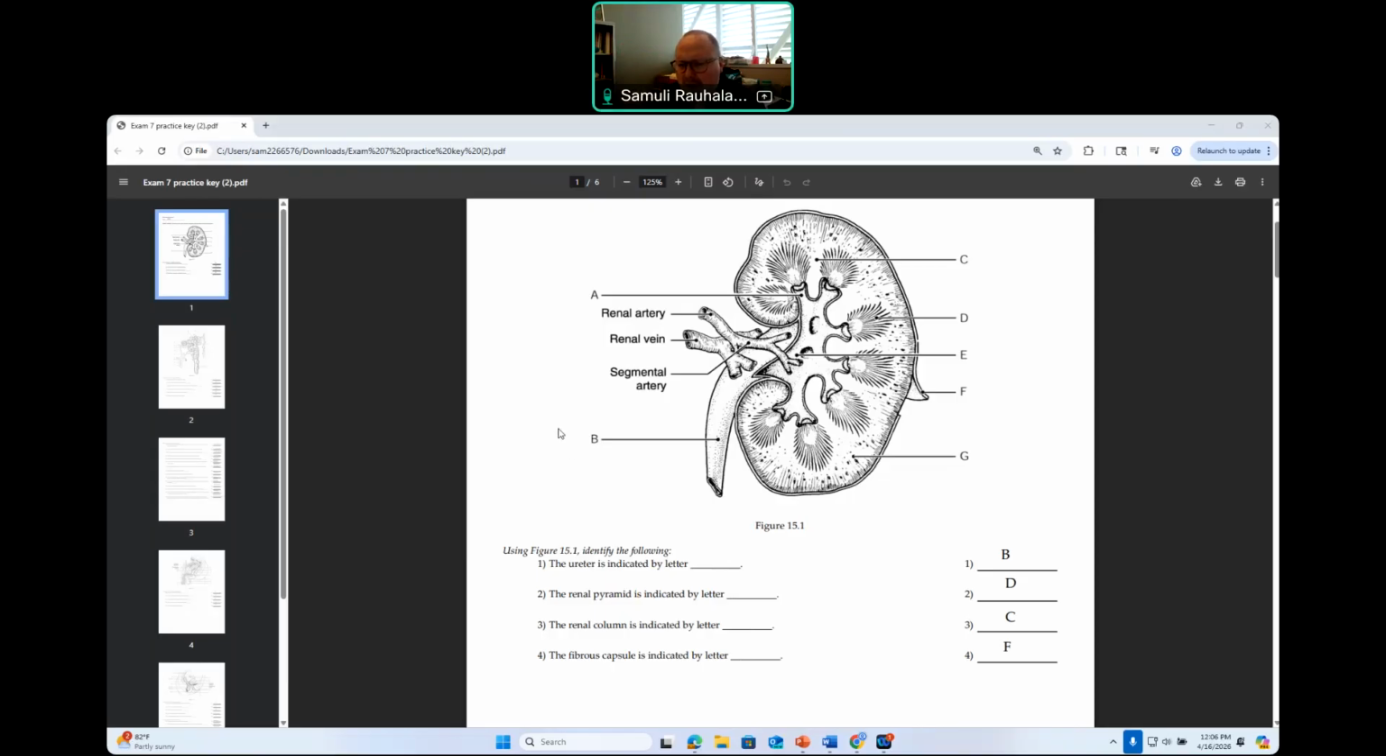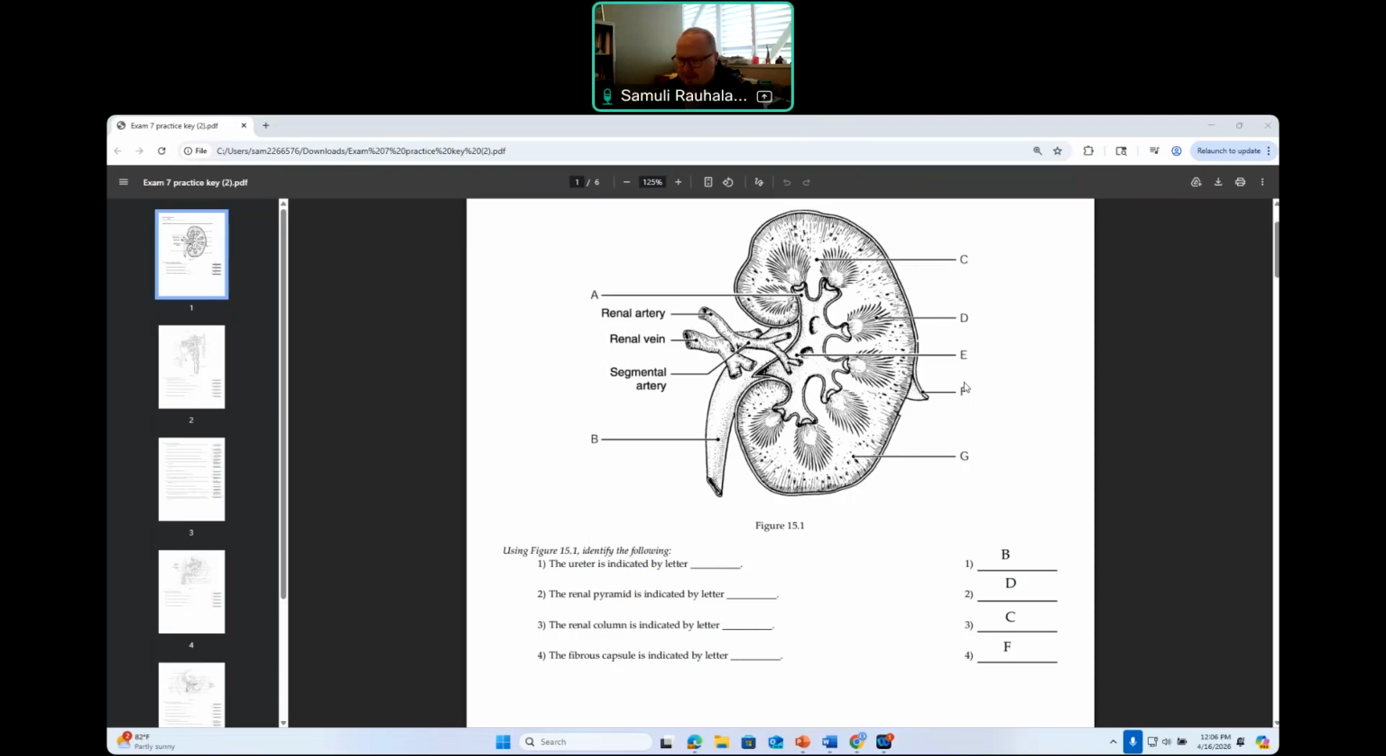You may recall from seeing a kidney during the dissection that it had this nice, smooth, shiny outer surface. And this is because it is enclosed inside a fibrous capsule, as indicated by letter F and captured in question 4.